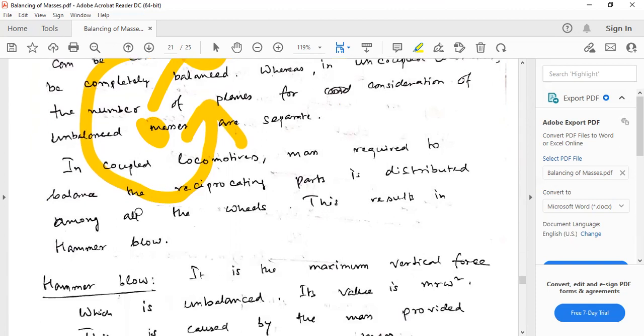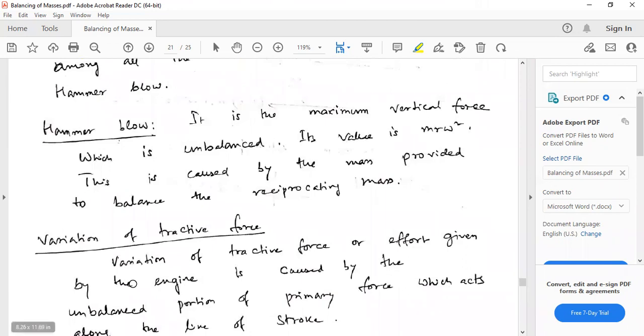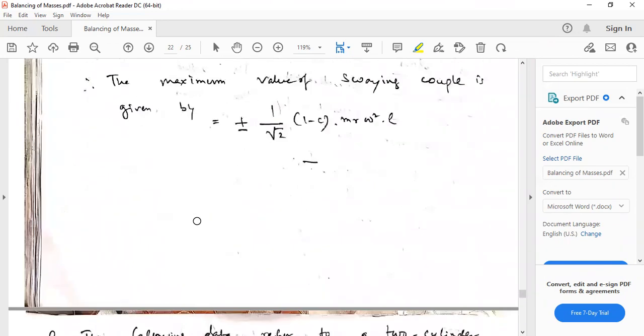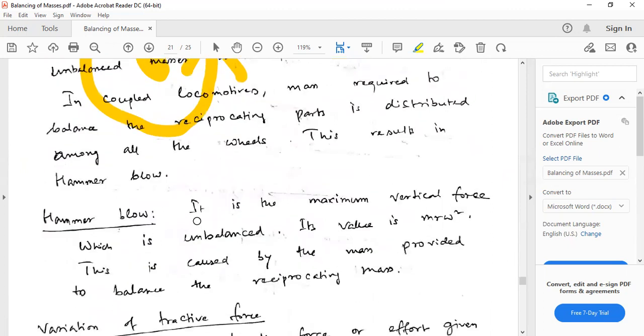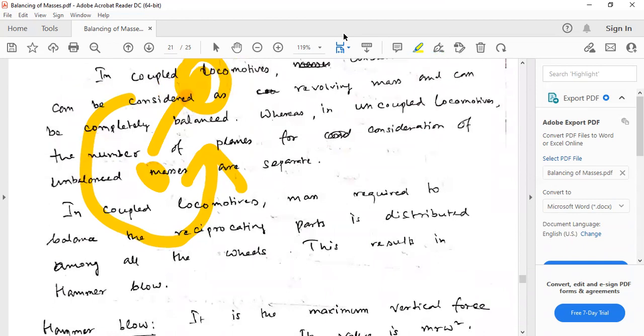Now we will come to these terms: hammer blow, variation of tractive force, and swaying couple. These things we will study in the next lecture, and we will see their uses in a numerical. Okay.